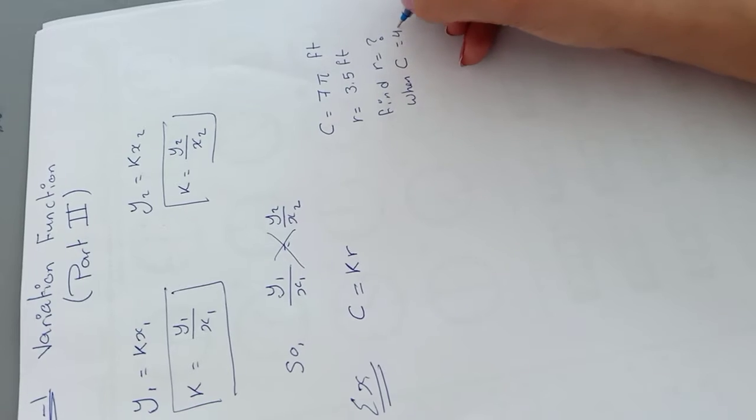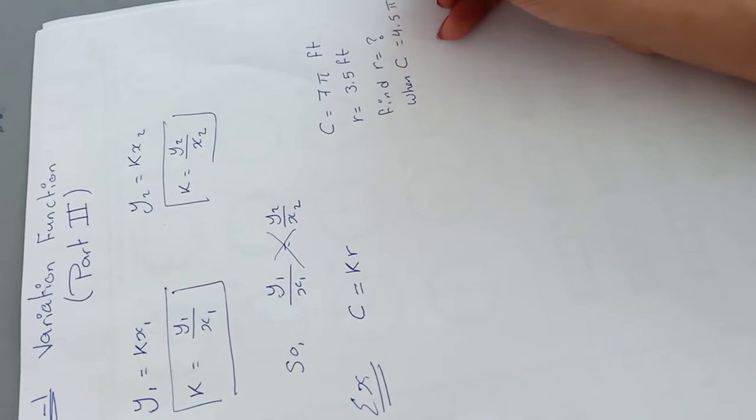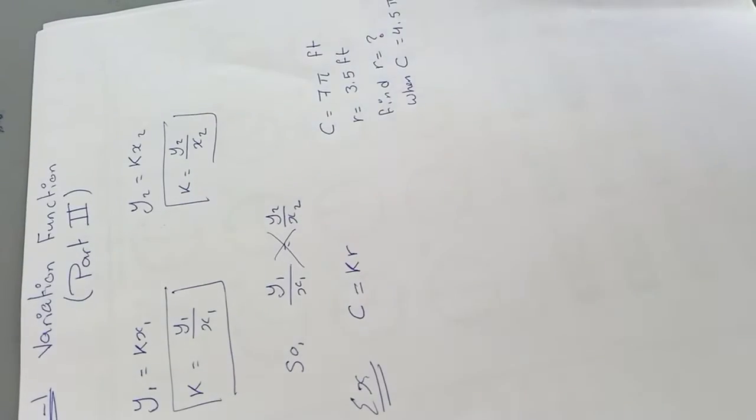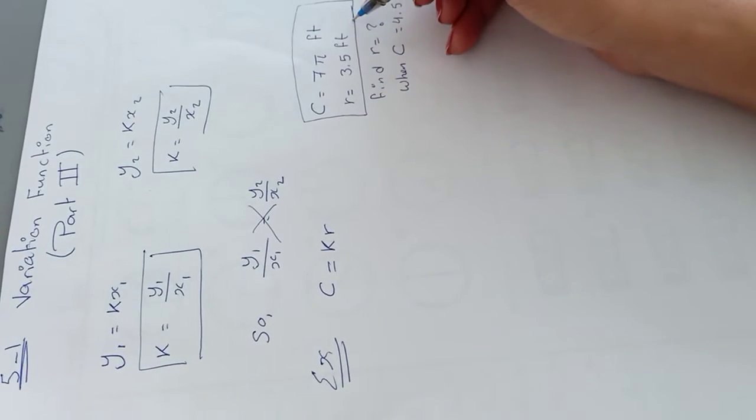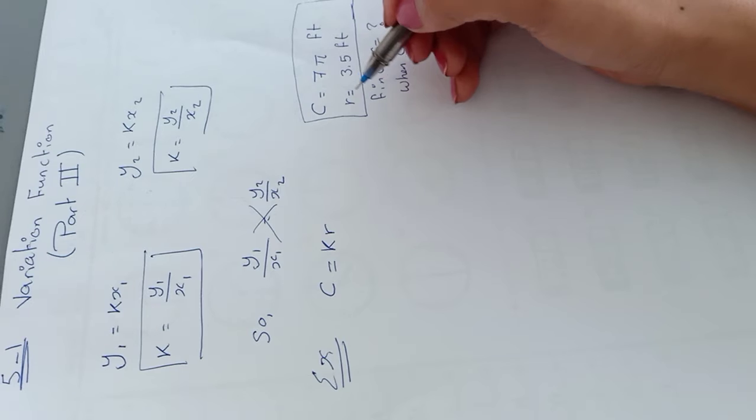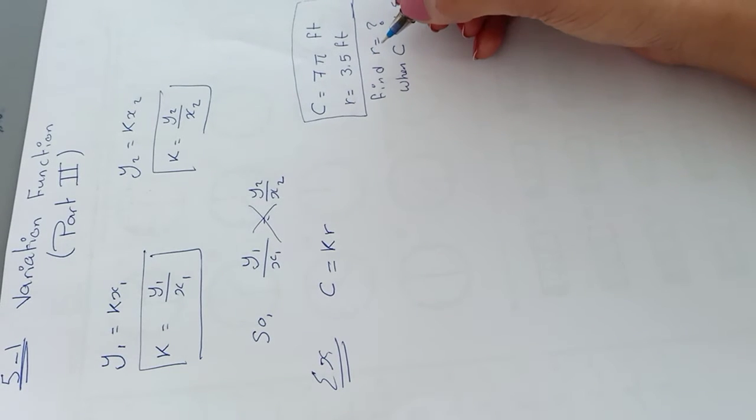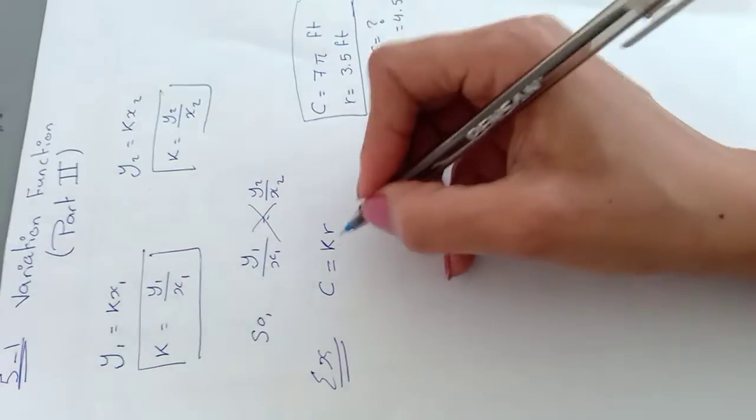when C equals 4.5 pi feet. Okay, so here we know the first values of the circumference and radius, and here I want to find the value of the radius when C equals 4.5.